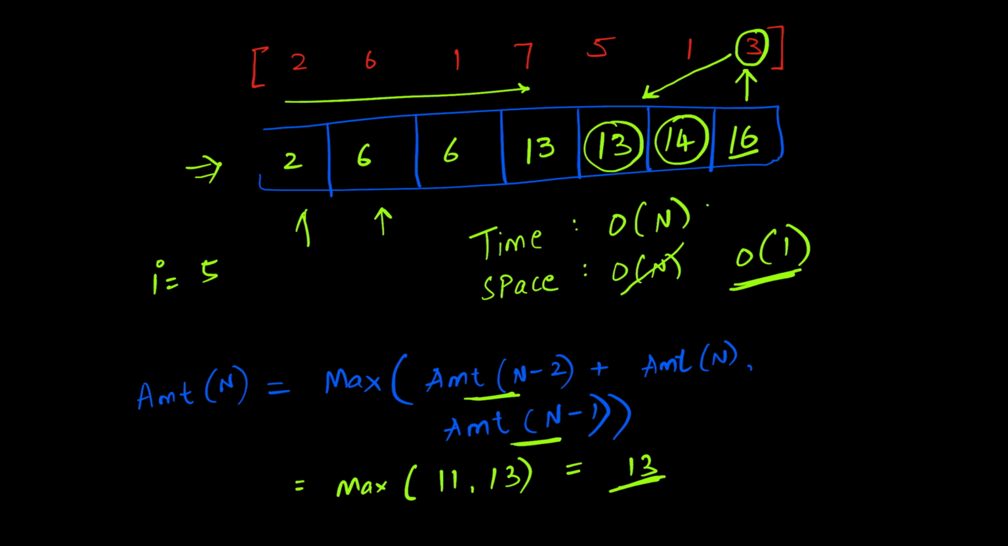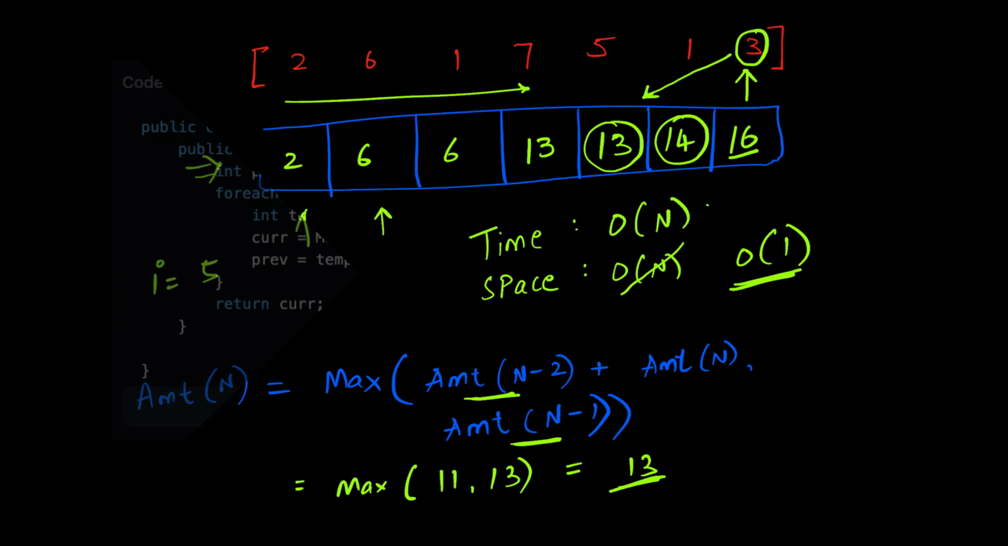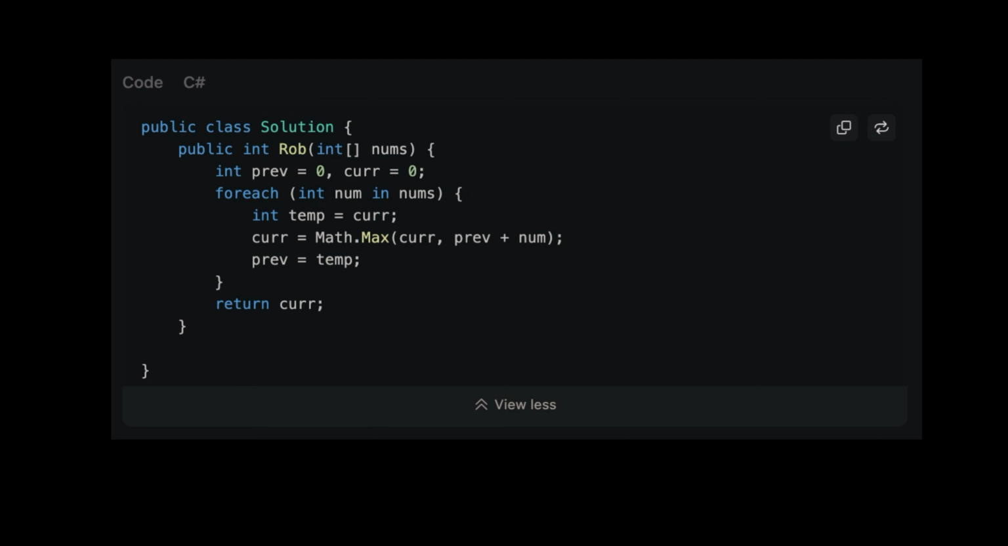I hope you were able to understand the explanation. Let me show you how we can implement this using C#. Here's the C# solution. I have initialized two variables, previous and current, that will record the total amount we were able to rob at the n position and n-1 position. After that, I am starting a for loop to iterate through all of the elements in the input array.